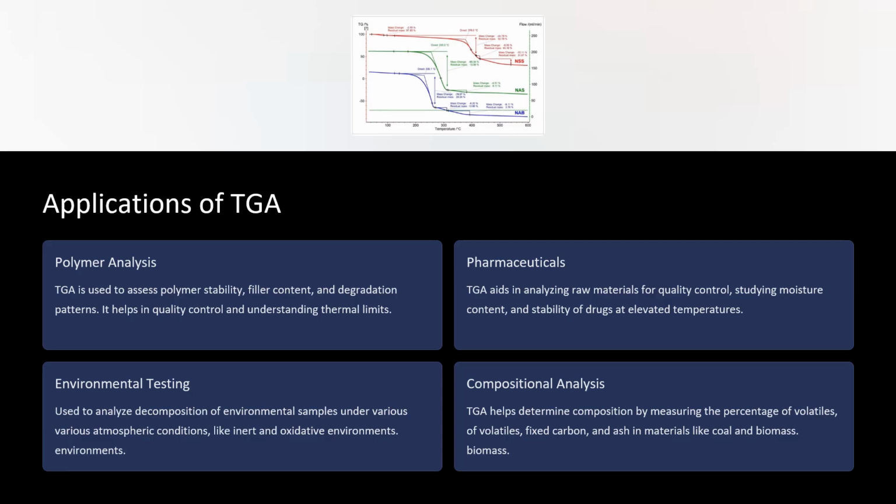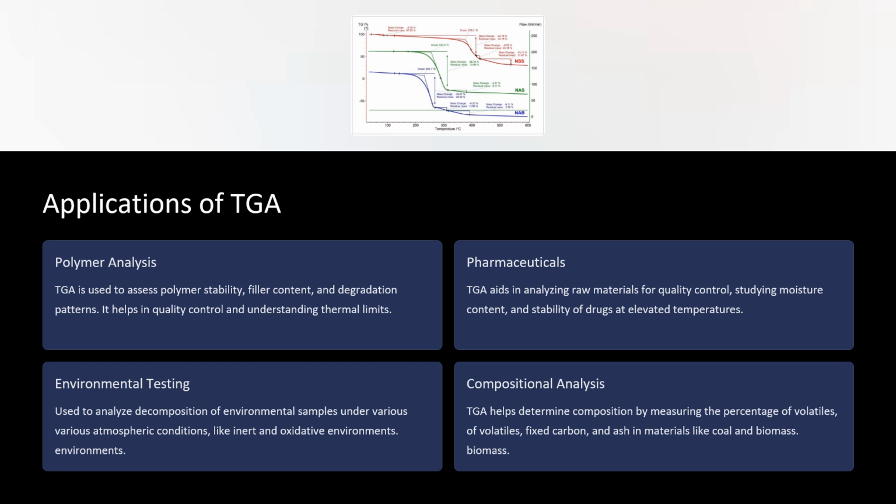Applications of TGA in various sectors. So first is polymer analysis. TGA is utilized to evaluate polymer stability, determine filler content, and study degradation behavior. It plays a key role in quality control and understanding thermal limitation. Second is pharmaceutical. TGA is employed to analyze raw material for quality assurance, assess moisture content, and evaluate the stability of drugs at higher temperature.